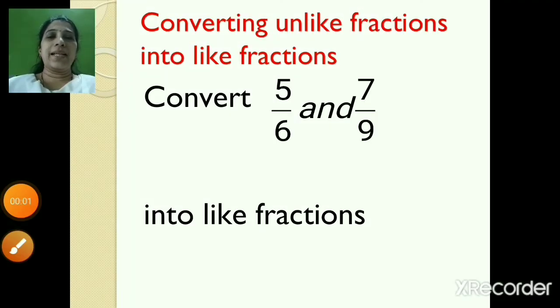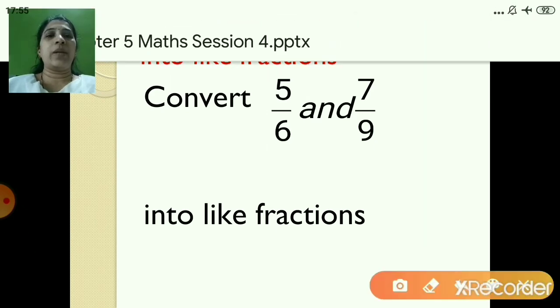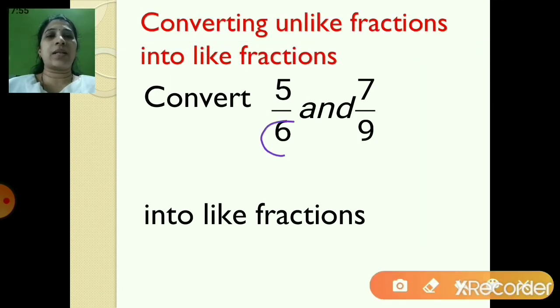Now children, let's see some examples of converting unlike fractions into like fractions. The first example is: convert 5 upon 6 and 7 upon 9 into like fractions. You can see here, children, the denominator of 5 upon 6 is 6, and for 7 upon 9, 9 is the denominator. So 6 and 9 are different denominators. That's the reason they are unlike fractions.